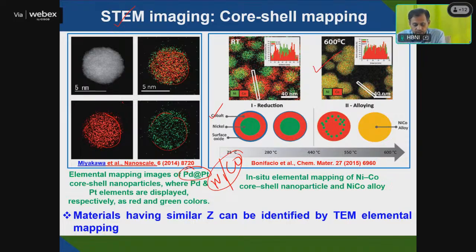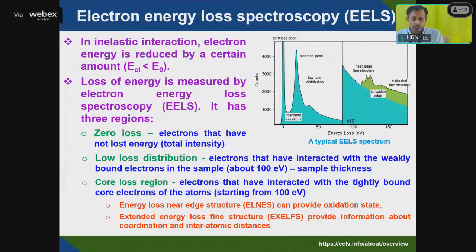This is another example where a cobalt-nickel alloy is formed. You can see initially you have a core-shell structure, and then with heat treatment at higher temperature, the whole thing, green and red, will be combined. You will get a yellow signal. At low temperature, you can see red and yellow, and green and yellow signals. At high temperature, 600 degrees centigrade, it almost converts to a yellow signal. That means it is now going from a core-shell structure to a uniformly distributed alloy system, a NiCo alloy. So materials having similar Z can be identified by TEM elemental mapping.